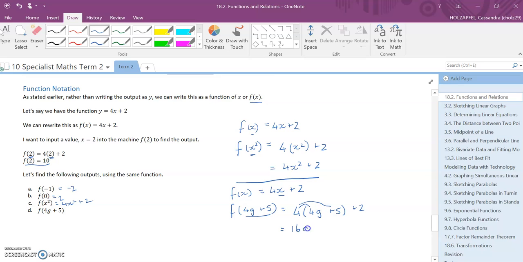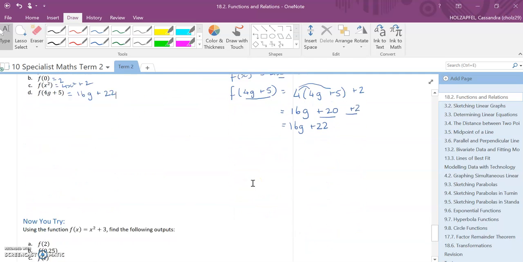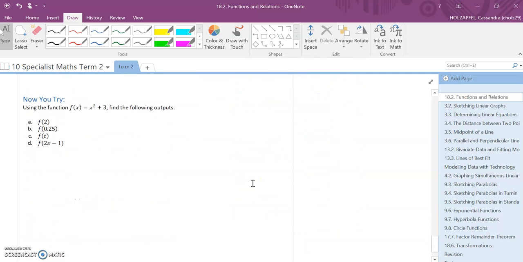So that's going to be 16g plus 20 plus 2. Then we're going to collect our like terms. So we're going to get 16g plus 22. So the value of the function when x is equal to 4g plus 5 is going to be 16g plus 22. Okay, so those last ones are a little bit trickier. All right, so what I want you to do now is have a go. I want you to pause the video and then I'm going to go through those answers with you.